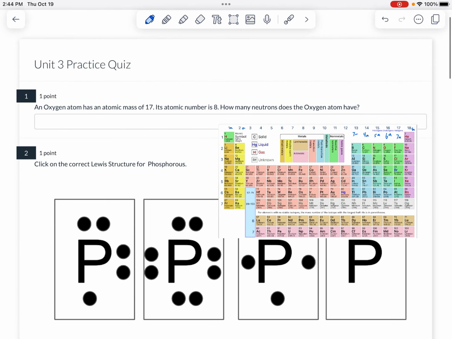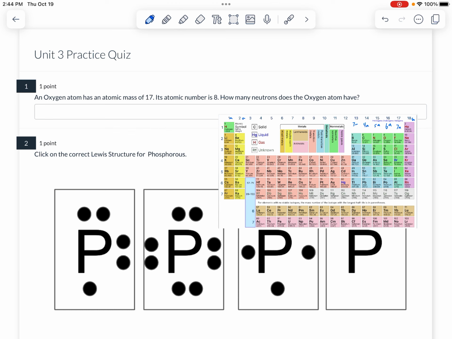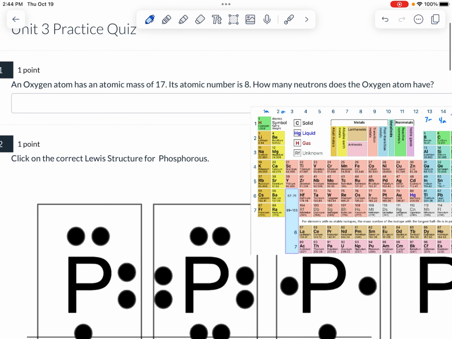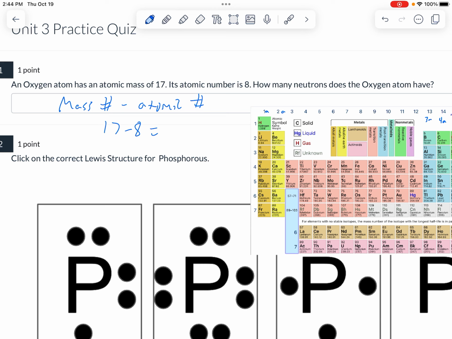Okay, so let's go over the answers to this practice quiz for the test. So question number 1, an oxygen atom has atomic mass of 17. Its atomic number is 8. How many neutrons does the oxygen have? Well, you should know by now that this is mass number minus atomic number, which just means that we have 17 minus 8. So the answer should have been 9.